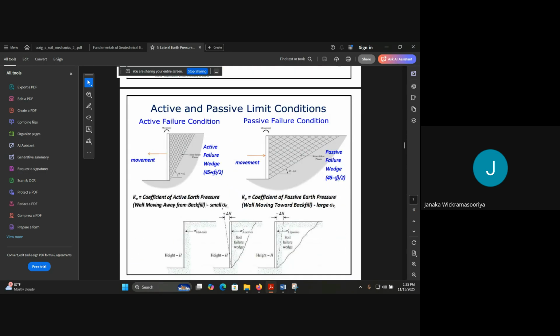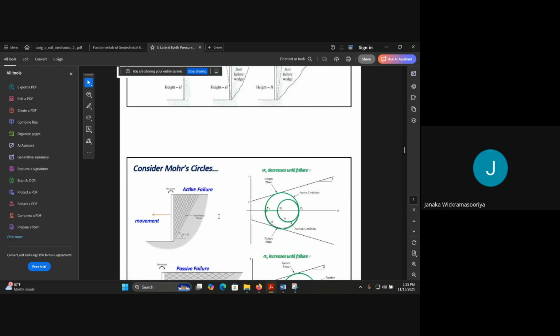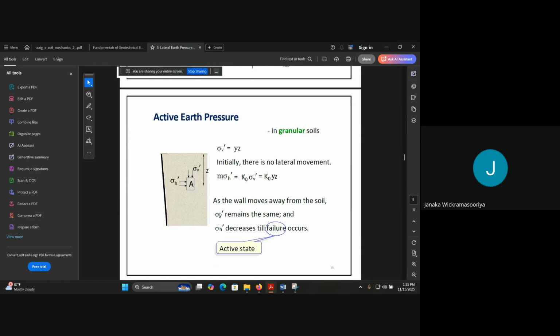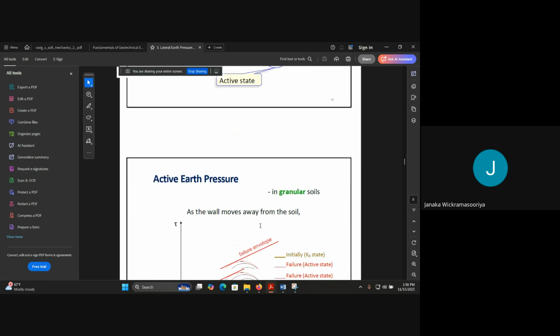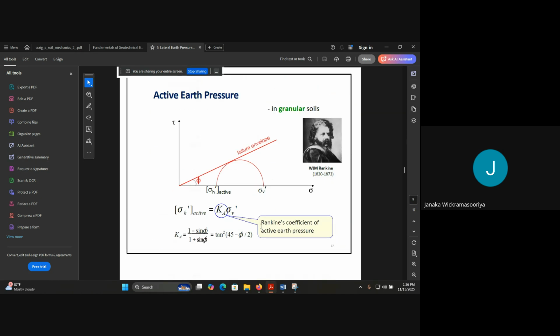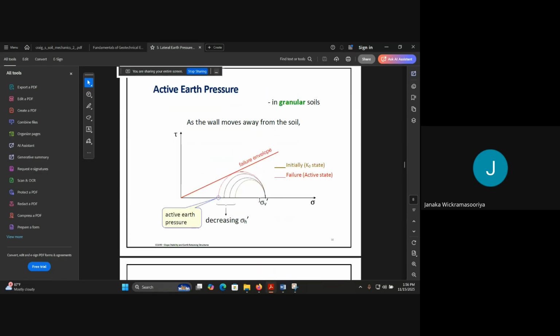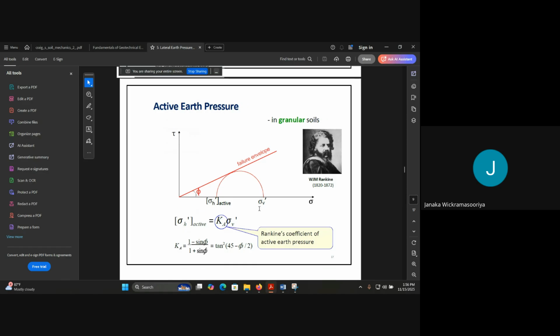Okay, then now this side is the active side, and on the passive side, the movement is the other way. So we will be talking about an equation. That equation is the same: sigma v dash divided by sigma h dash is constant. These are somewhat complex theories, not complex, that is not relevant to you. However, this is what we need.